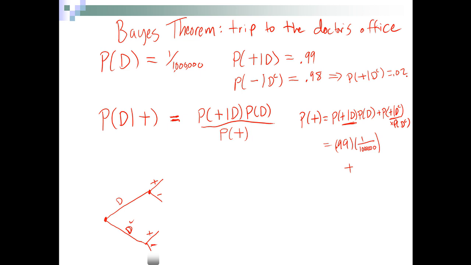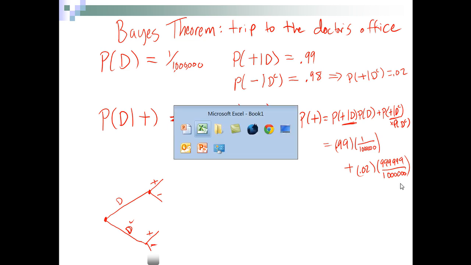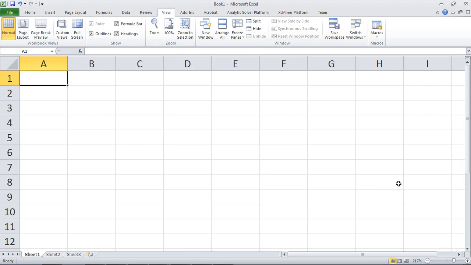And that's 2%. And the probability of no disease is 1 minus 1 over a million, so that's 999,999 divided by a million. So when we plug all these numbers into our computation device, in this case we're going to use Excel, we're going to get the following.